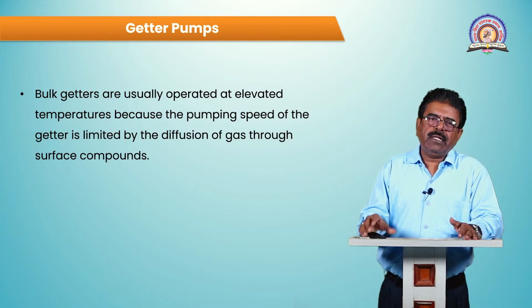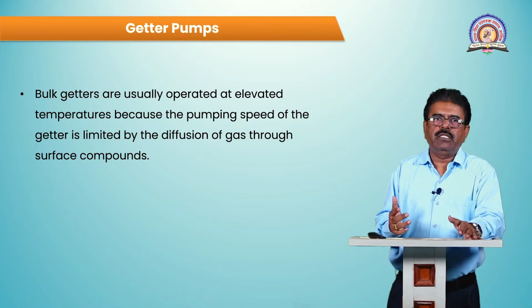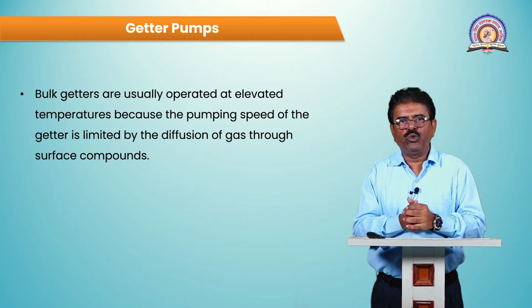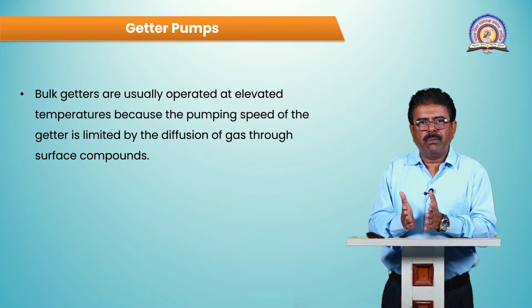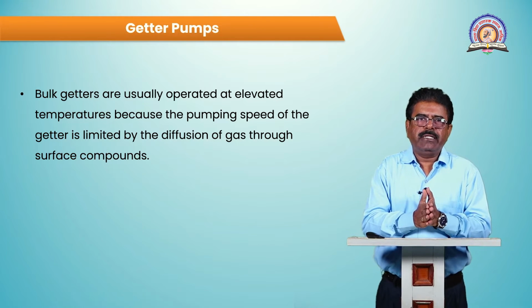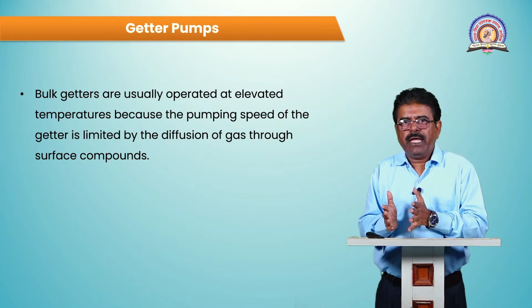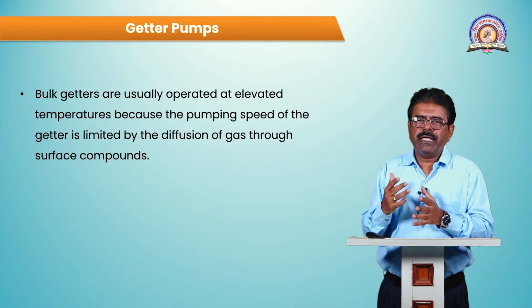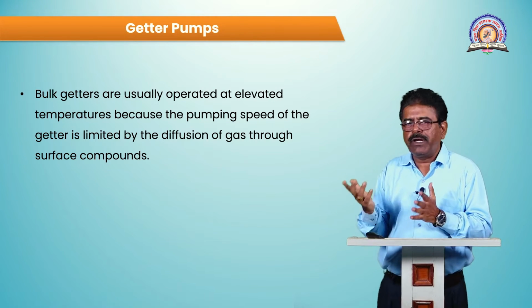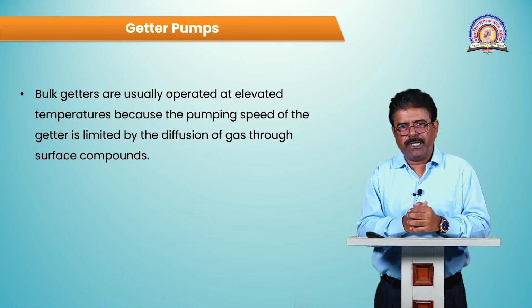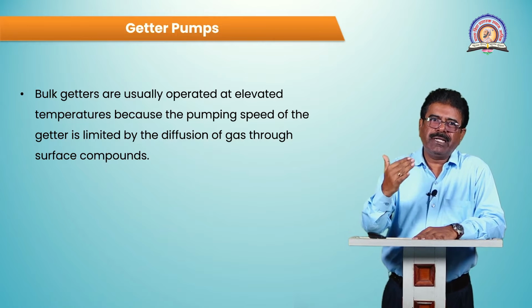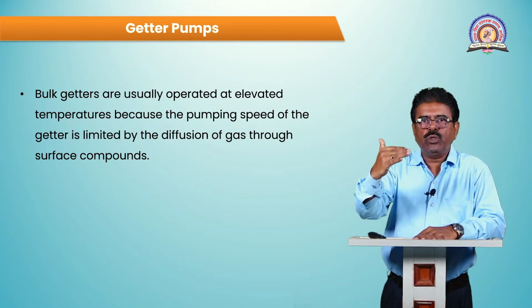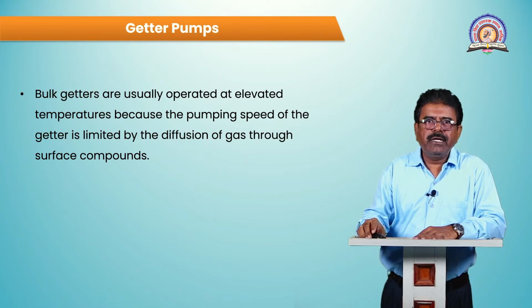Okay, so another type of format of material that can be used is a bulk material. If you use bulk material as a getter, then that is called a bulk getter. And these bulk getters, their operating conditions are slightly different as compared to the surface getter. Bulk getters normally operate at elevated temperature. That means you need to keep them at a higher temperature.